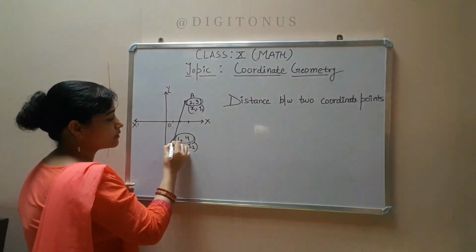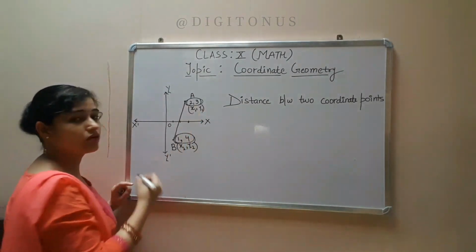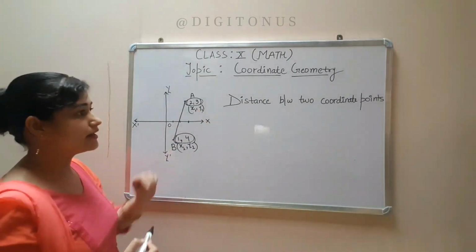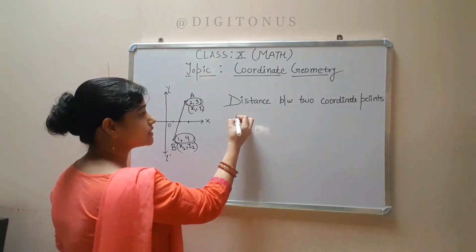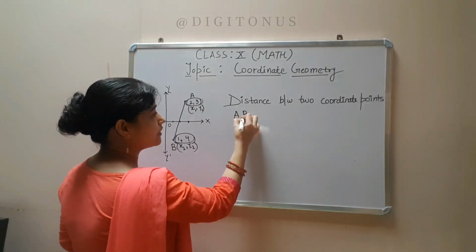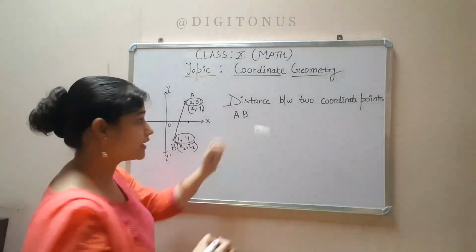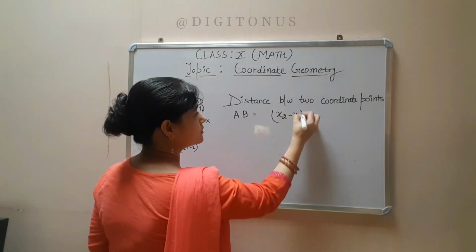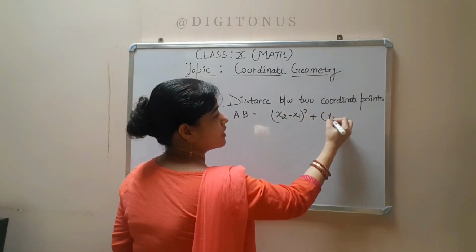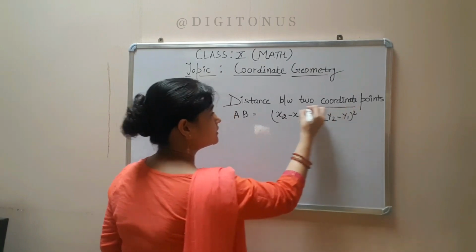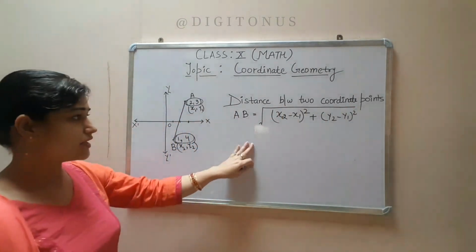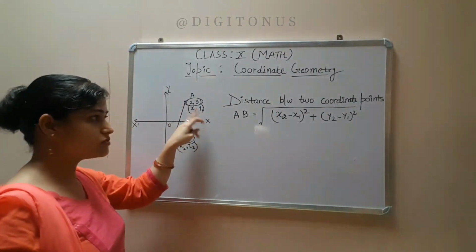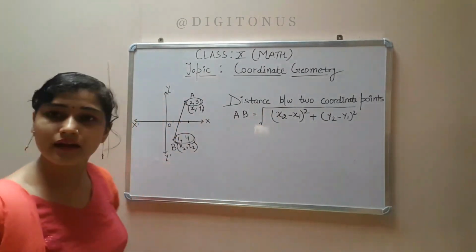Suppose one place is here and one place is here. After finding the coordinate points of these two places, we will find the distance. And how will we find the distance between two coordinate points? There is a formula: AB, the distance between A and B, is equal to the square root of (x2 minus x1) whole square plus (y2 minus y1) whole square. Clear? It's a very simple formula. Take (x2 minus x1) whole square, (y2 minus y1) whole square, add them and then take the square root.